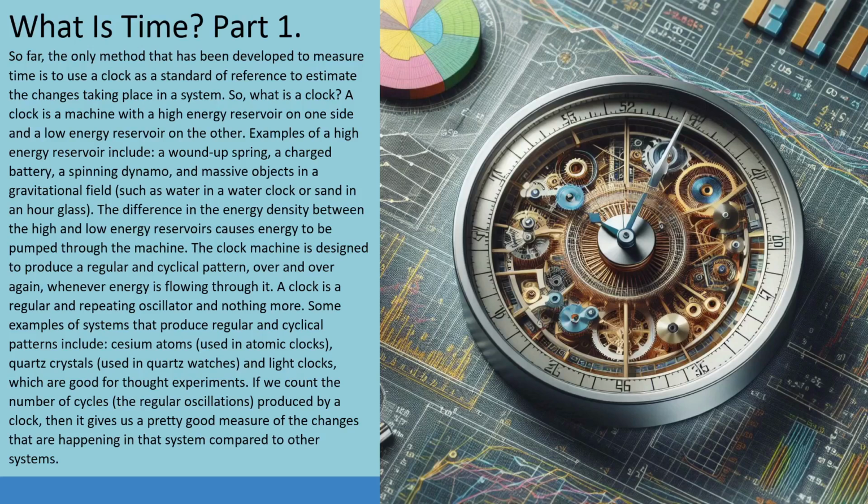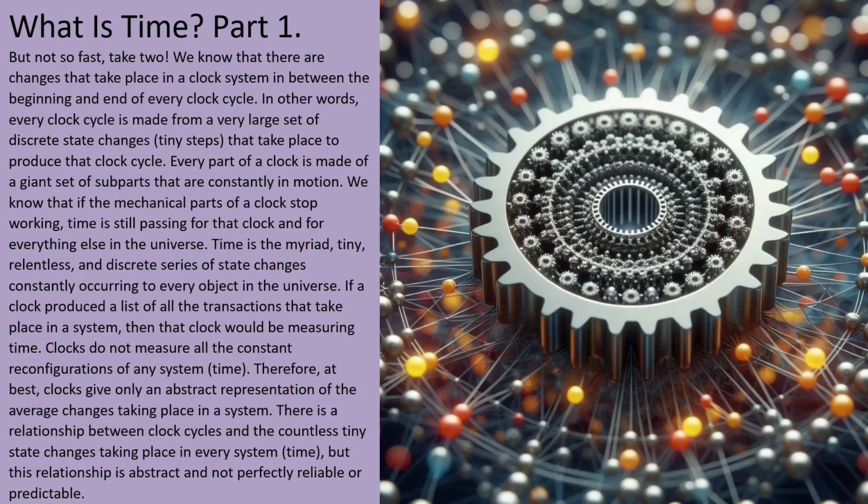Some examples of systems that produce regular and cyclical patterns include cesium atoms used in atomic clocks, quartz crystals used in quartz watches, and light clocks, which are good for thought experiments. If we count the number of cycles, the regular oscillations produced by a clock, then it gives us a pretty good measure of the changes that are happening in that system compared to other systems. But not so fast, take two.